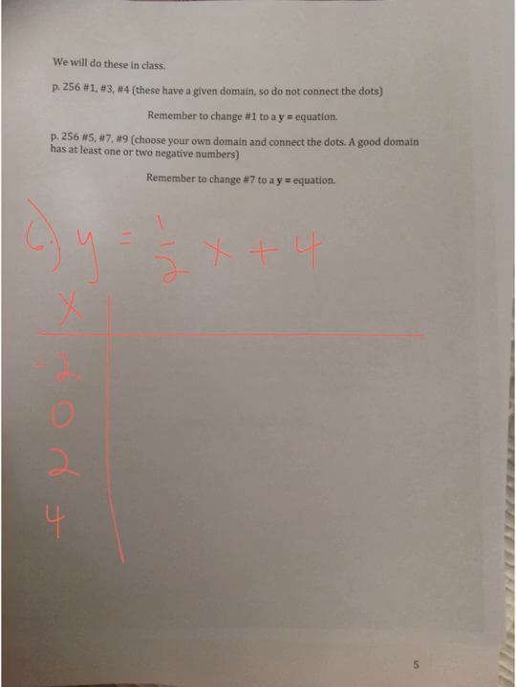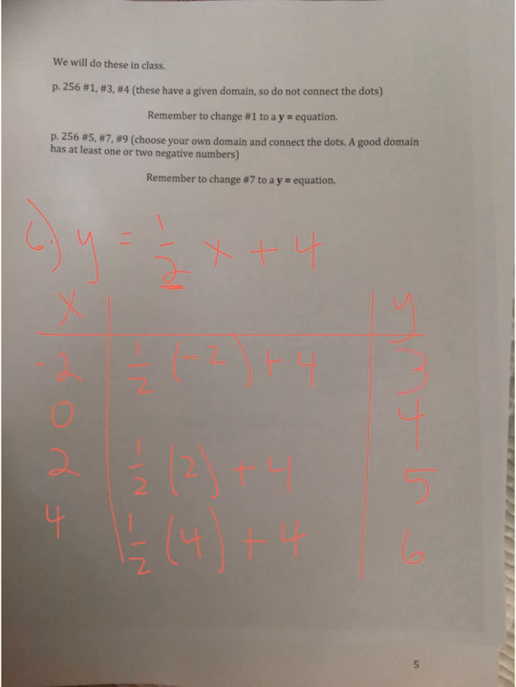You've got 1/2. So I'm going to jump right to half of 0 is 0. So 0 plus 4 would give you that your y value is 4. Half of 2, so you have 1/2 of 2 plus 4. Well, half of 2 is 1, and 1 plus 4 is 5. And then you have half of 4. Half of 4 is 2. 2 plus 4 is 6. And then half of -2 is -1, and -1 plus 4 is 3.